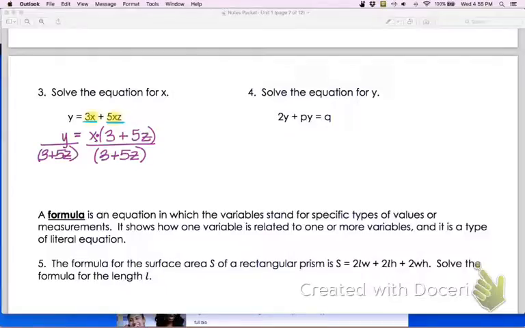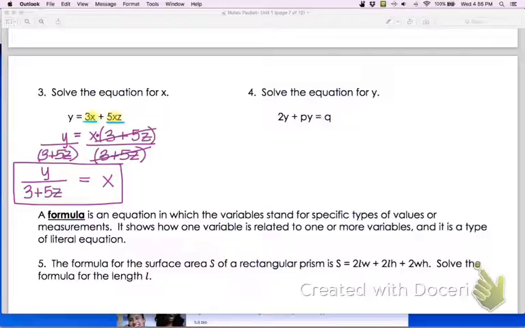And so on this side, these both cancel out because anything divided by itself is 1. And all we have left on this side is x. And then there's nothing that I can simplify over here. So this is just sort of a crazy looking fraction, y over 3 plus 5z. And that would be our answer.